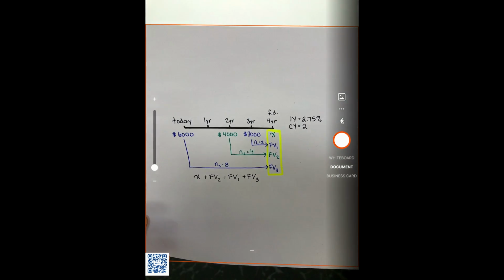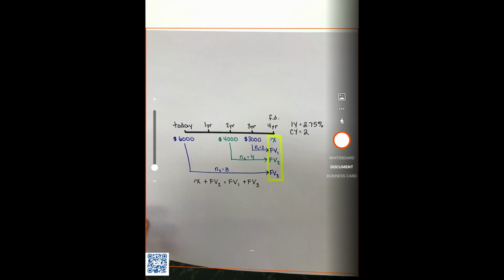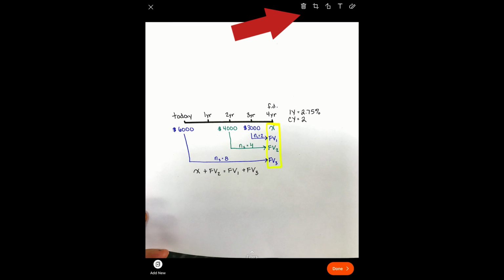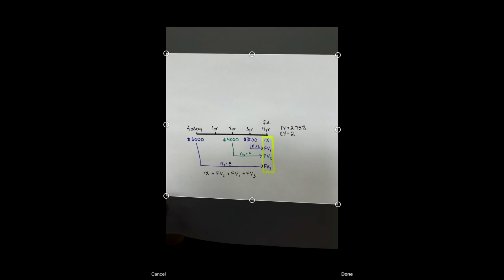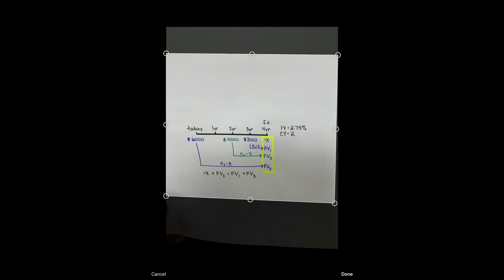You can choose various options within the app. I would suggest choosing Document and take your photo. From this menu, you can crop. You can even crop a picture that might not be perfectly straight.